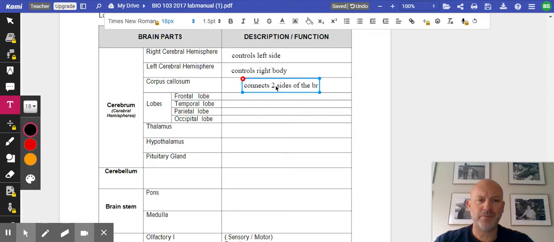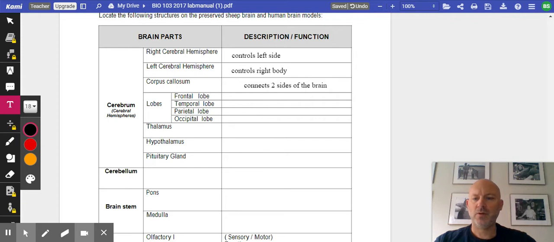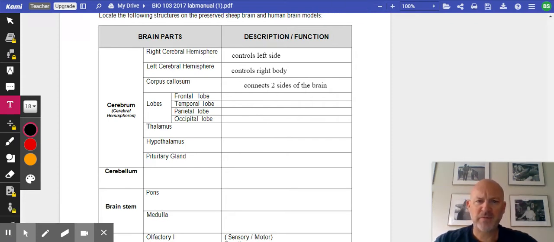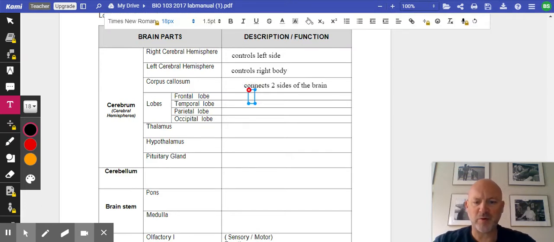This is a bridge inside the brain. All right, when we look at the different lobes of the brain, there are a lot of functions, too many to fit in here. But the frontal lobes are important for decision making.